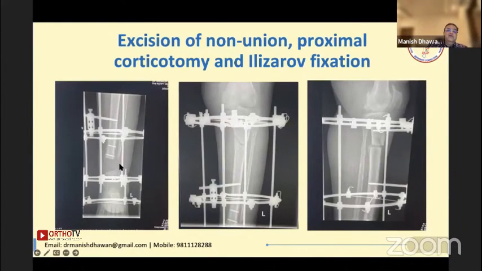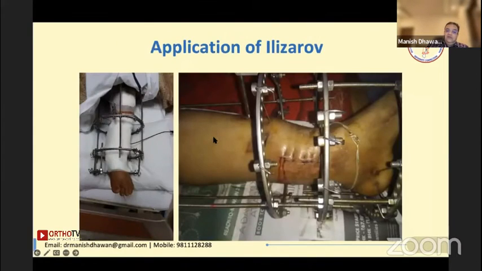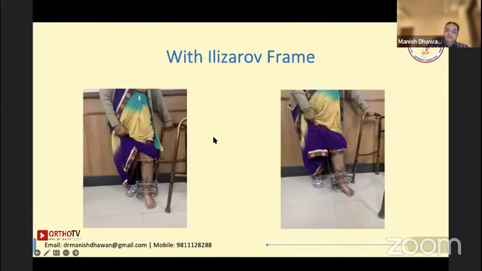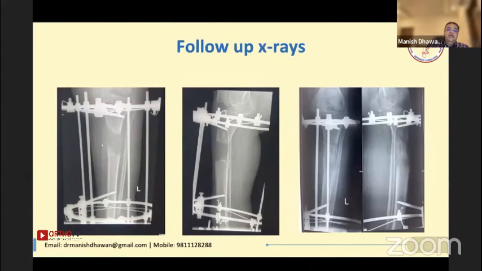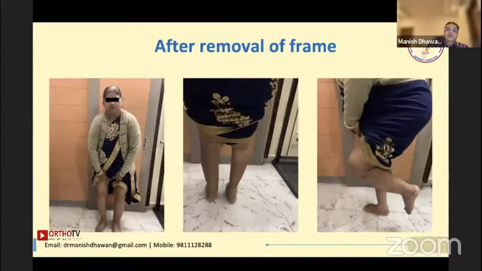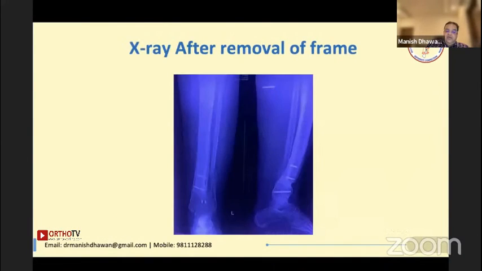So for me, the option was to excise, remove everything, excise everything. Did a proximal corticotomy, applied the Ilizarov frame. This is the patient with the frame, and this is the proximal corticotomy. See, the fracture went into union, and this is her X-ray.